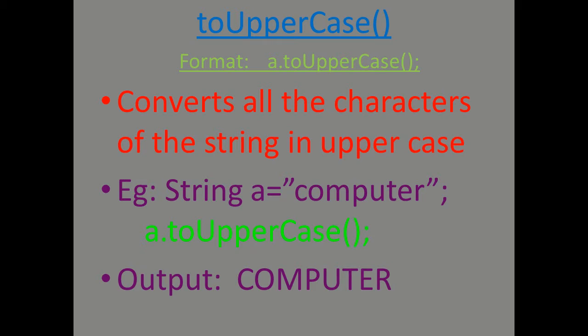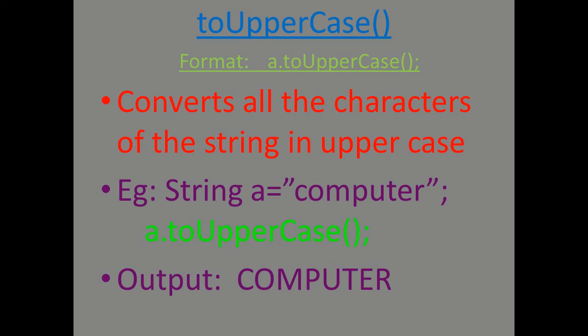Let's start our new function, the toUpperCase function. This function is the opposite of the toLowerCase function. It is used to convert a string into uppercase characters. If any character is already in uppercase or is a special character, then it will remain the same. Uppercase means converting into capital letters. Then what's the syntax of that function? See, first you write the string name, dot, toUpperCase.